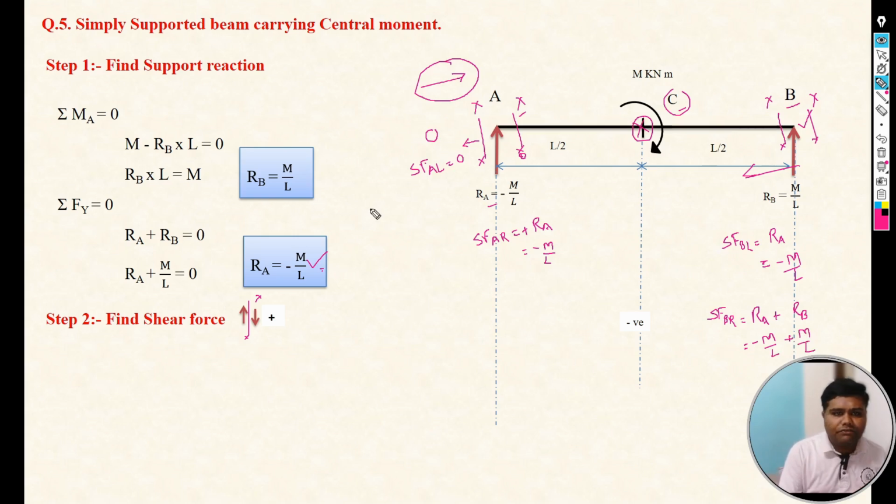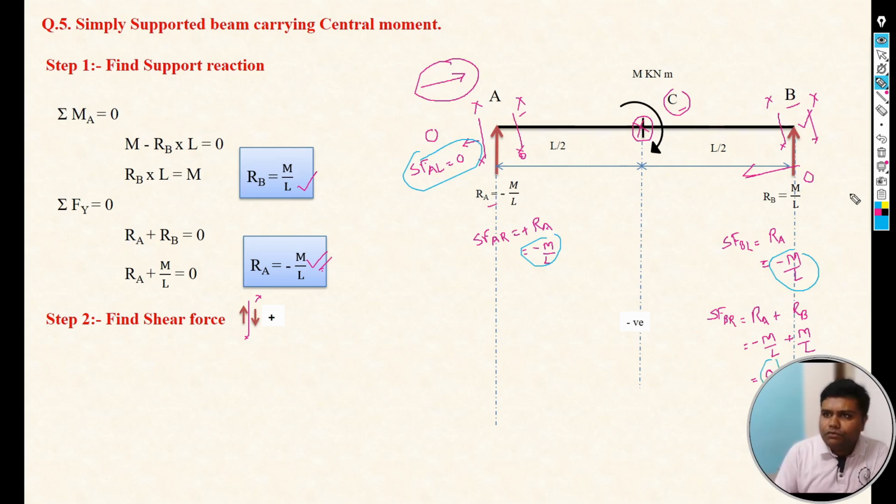Here we have calculated Rb equals plus M by L and Ra equals minus M by L. So plus minus M by L will be 0. It means the shear force B right is equal to 0. So here we have calculated the shear forces at each point. See again. The shear force A left is 0, shear force A right is minus M by L, shear force B left is minus M by L, and the shear force B right is 0.